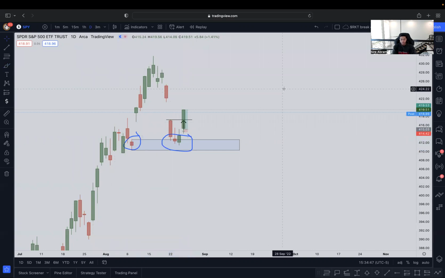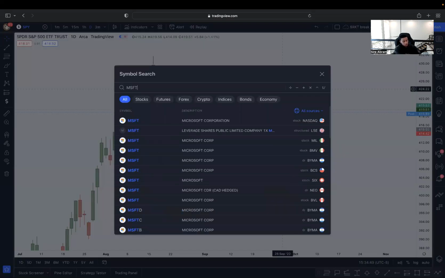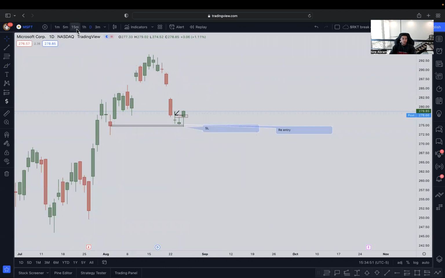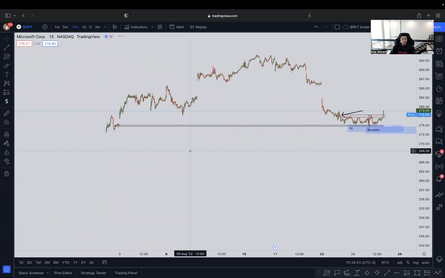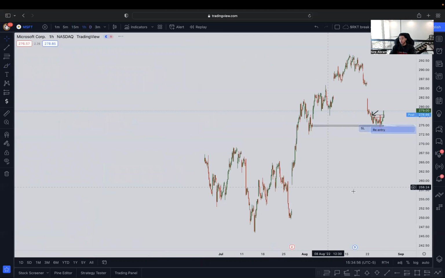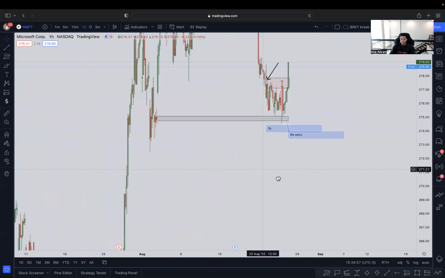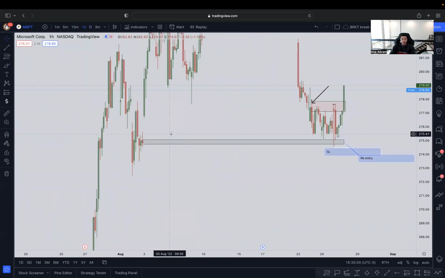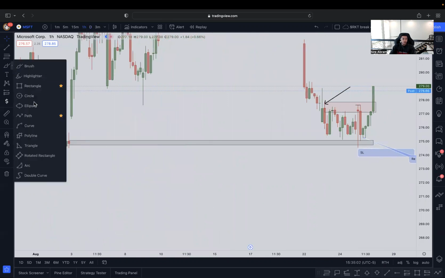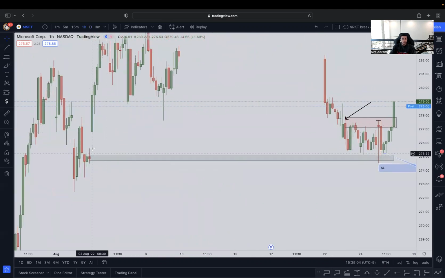So now let's go back to Microsoft. Okay, so if we go back to Microsoft, let's start off on a higher time frame. So let's start in a 1 hour. We can see that Microsoft has a 1 hour demand level, right? Because price gapped up, so we left behind demand.